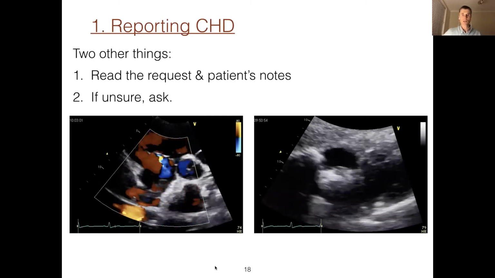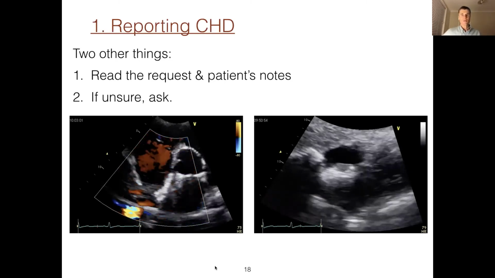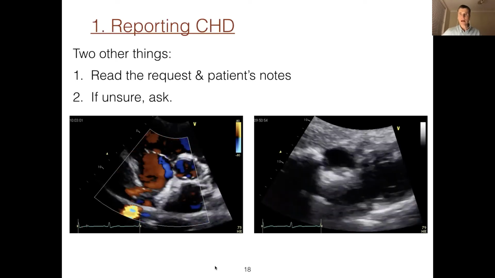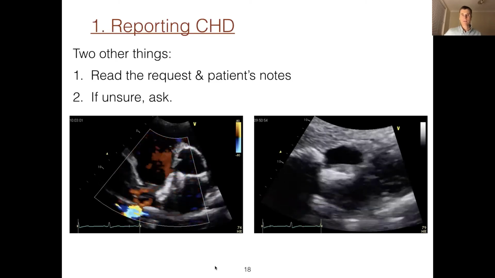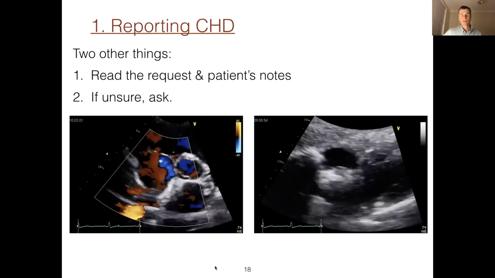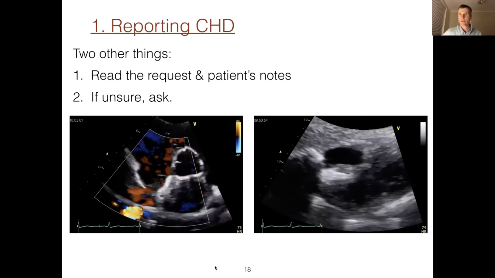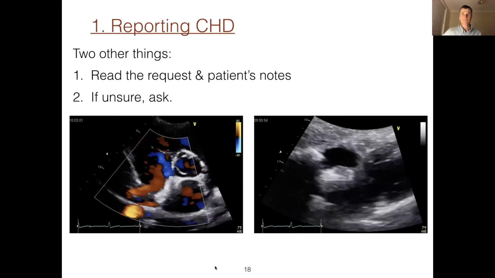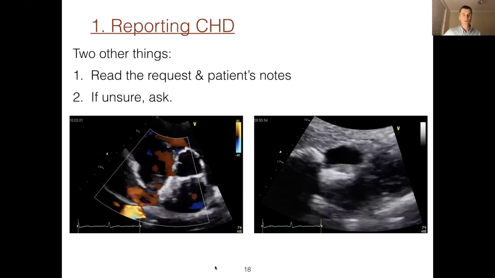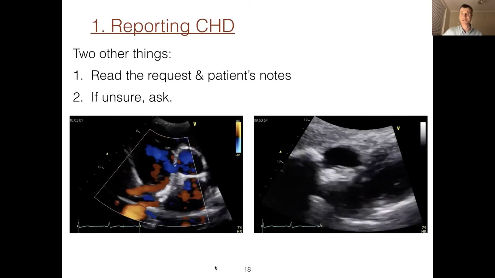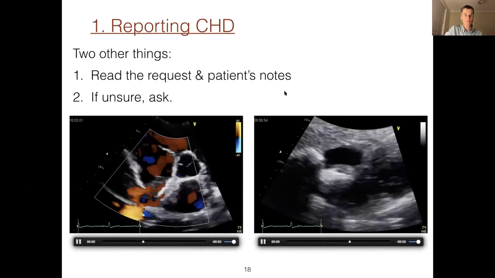So if you do see something like that, refer to the notes. If that doesn't offer any help, you can, in an appropriate way, ask the patient or ask the referring doctor as well. And it's always worthwhile asking questions that are asked in a prudent and measured way. It's better to look a little bit silly by asking a question than to look a lot silly and go and write a report that's not indicative at all of what the case may be.